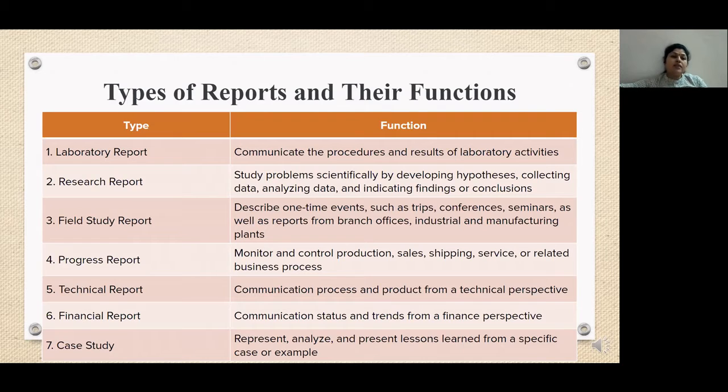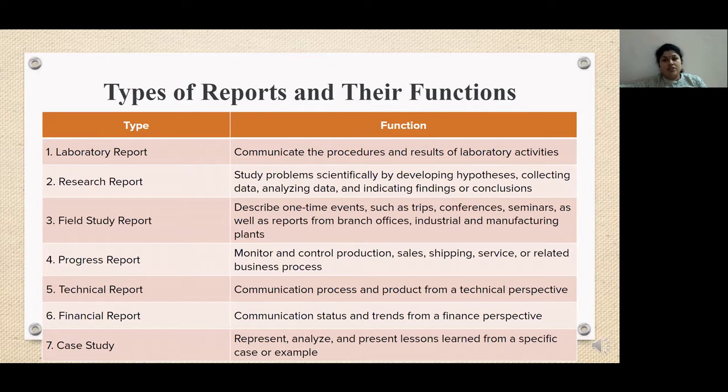Now, the third is the field study report. As the name suggests, it will talk about something related to the field. Let's go ahead and see what it talks about. It describes one-time events. One time means something has happened in the field, a particular reporting or something like that, such as trips.